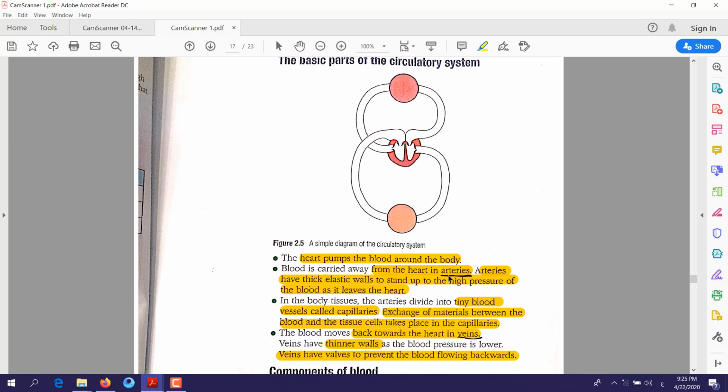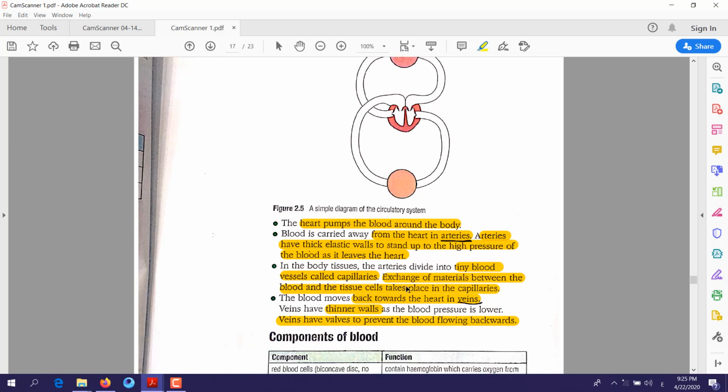Because arteries carry blood away from the heart, the walls of arteries should be thick. Why should they be thick? Because when the heart pumps blood, the blood is pumped with a high pressure. So the walls of arteries should be thick and elastic enough to handle this pressure.